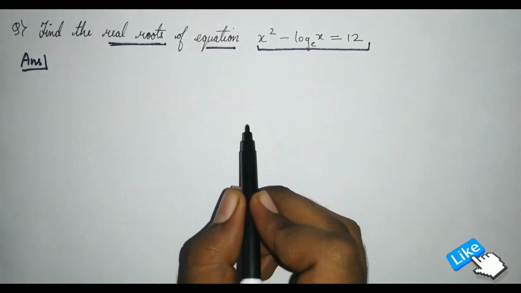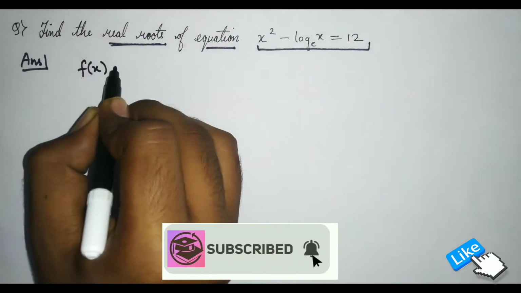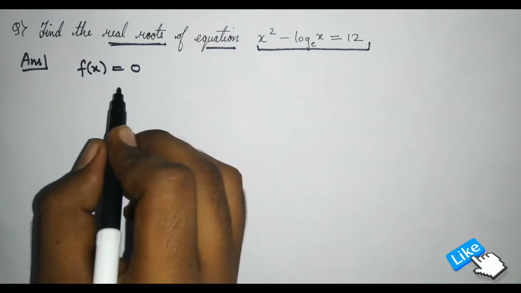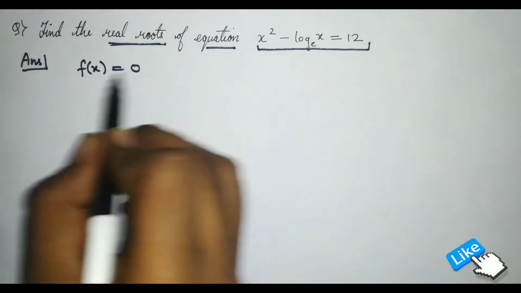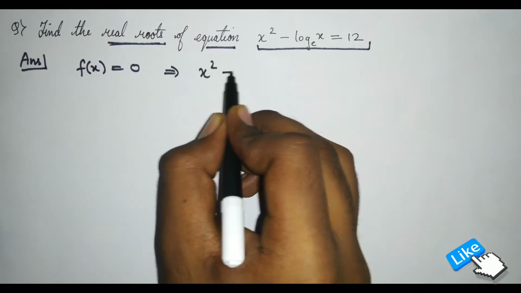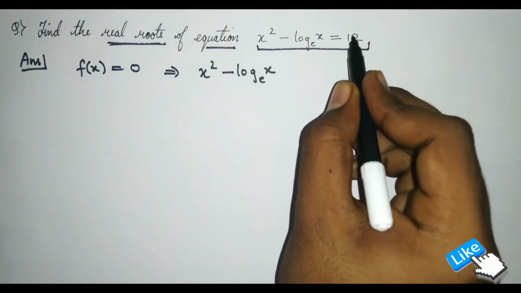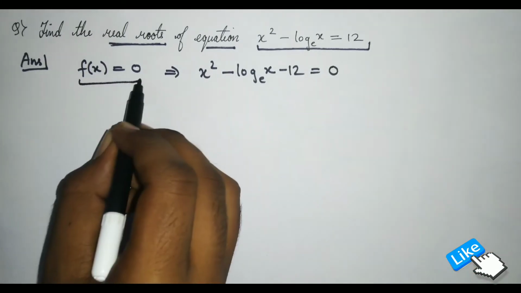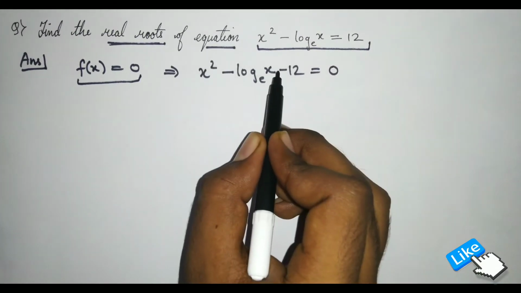So the first step is that you have to write f of x is equal to 0. What is f of x? That is a function of x. One equation is given, right? That means you have to write it in this form. So the given question is x square minus log base e x. You have to bring 12 to this side and make the RHS 0. That's the meaning of this. So this is basically f of x.